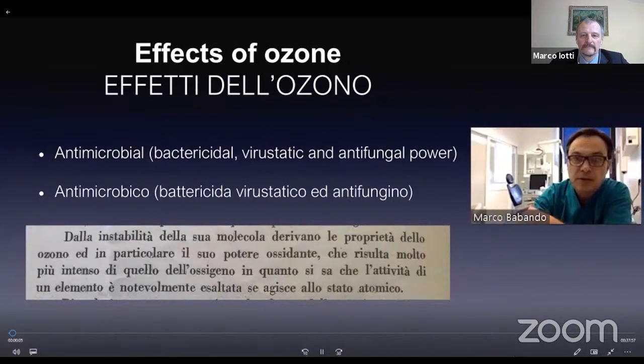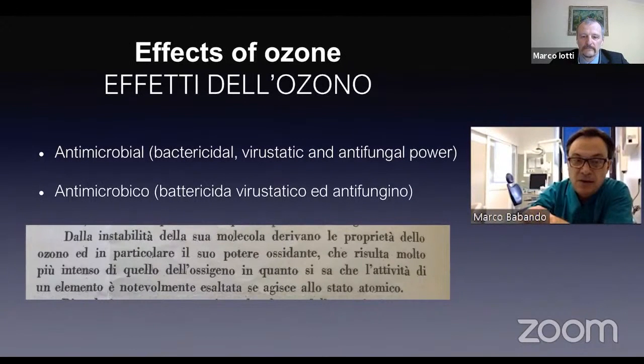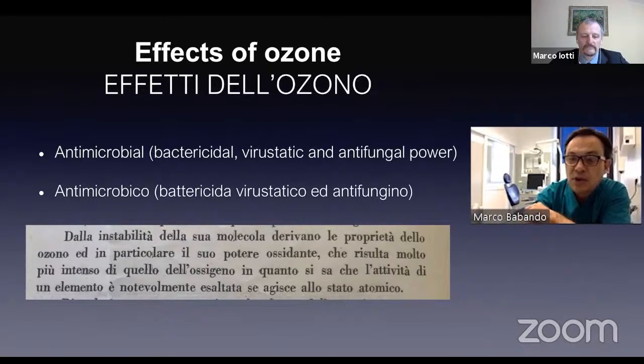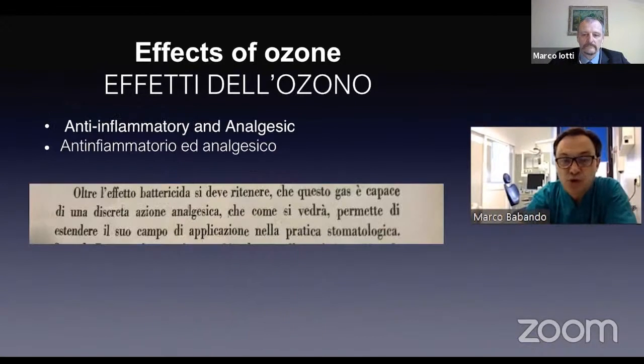We know that it has an antimicrobial, bactericidal, virustatic, and antifungal power. And from the publication, we can also see that it is due to the atom structure of this molecule, which is very unstable. The immunostimulant effect and immunoregulatory effect are known. It is also an anti-inflammatory and analgesic property.